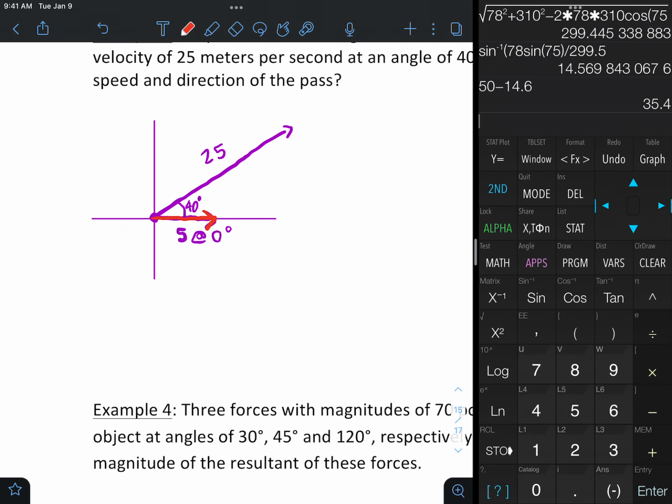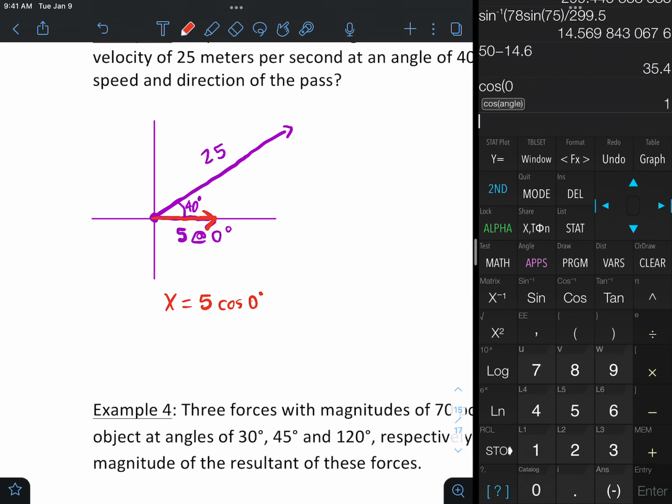You can honestly use a little bit of logic here. Your x component should be just 5 meters per second. And it's going to come out to 5. If you do 5 and then cosine of 0 degrees, cosine of 0 typically is 1. 1 times 5 is going to be 5. So you're going to go 5 to the right with that.